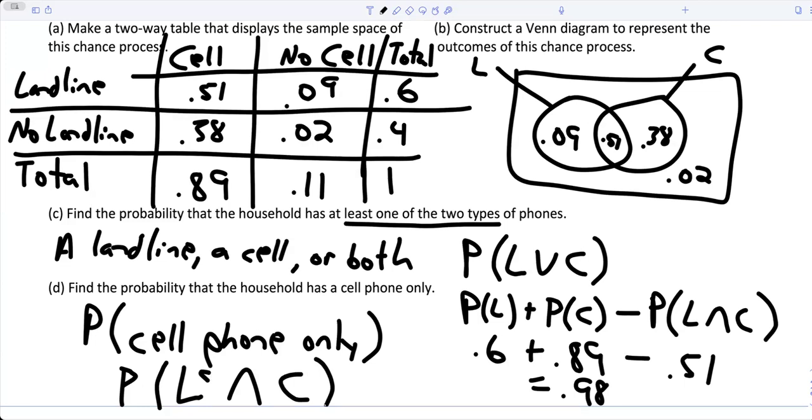Make sure that you understand this. I want the probability that they do not have a landline. So L complement intersected with a cell phone. And what is that probability? Look at the Venn diagram. It's 0.38. Yes, could you swap it and say C intersected with L complement, the other way around? That's fine.